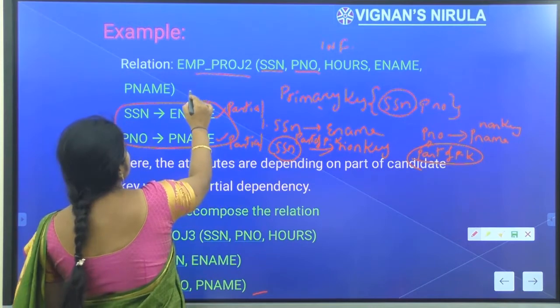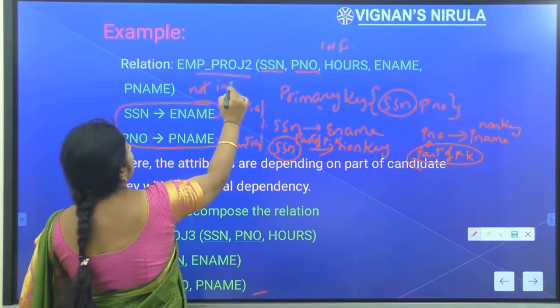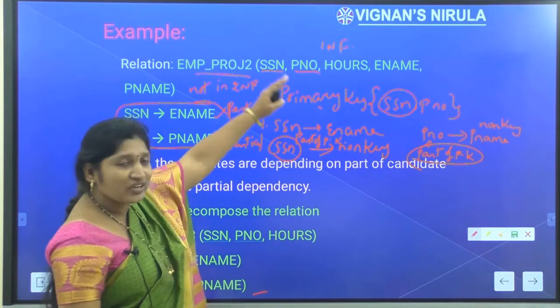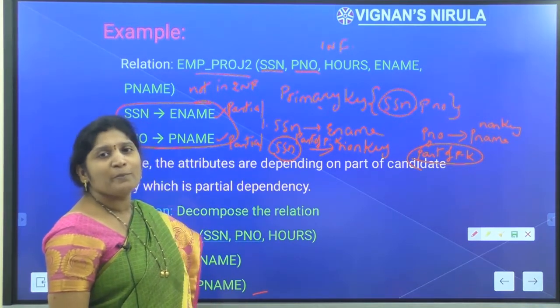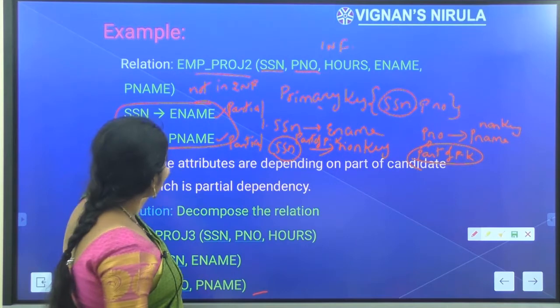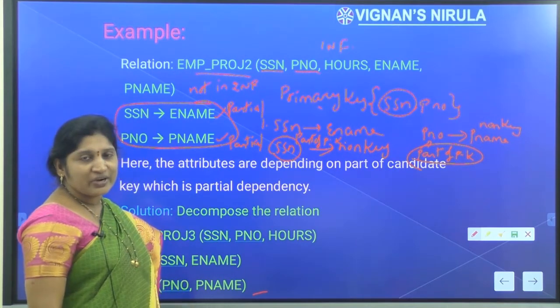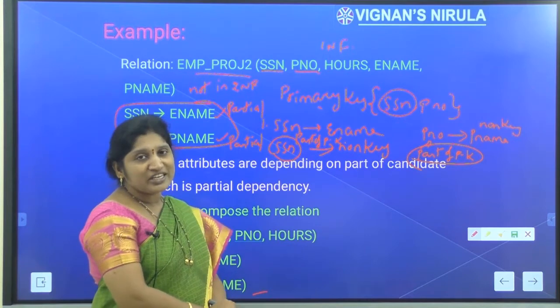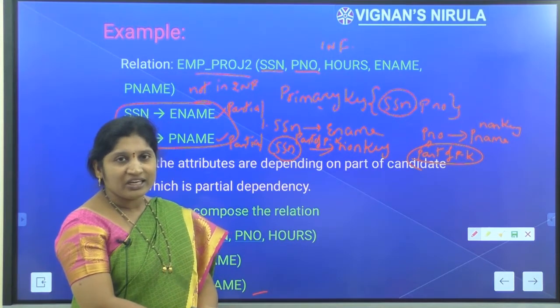So it is not in 2NF. According to the definition, it is in 2NF if and only if it is in 1NF and there exist no partial dependencies. But in our table, I have partial dependencies. Only when I am able to remove these partial dependencies can I make my table 2NF.